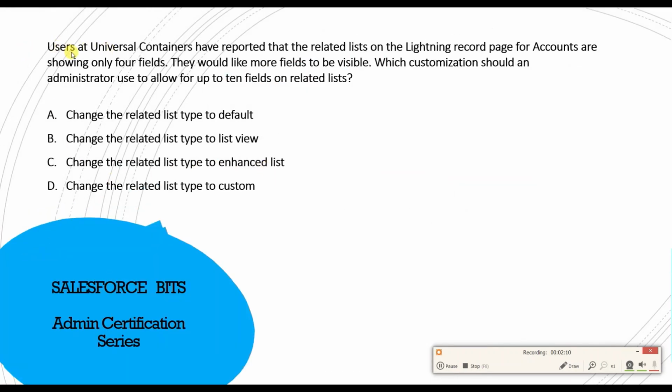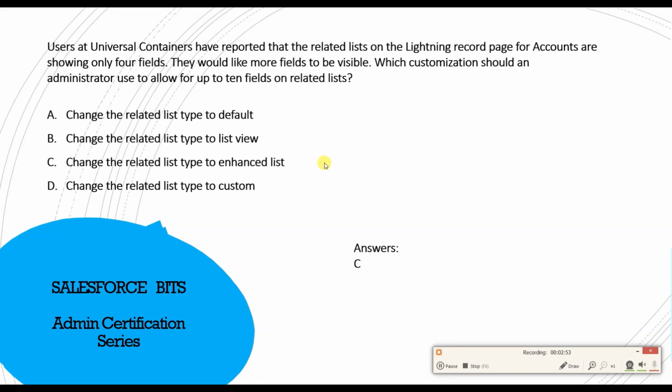And moving on, users at Universal Containers have reported that related lists on the Lightning record page for accounts are showing only 4 fields. They would like more fields to be visible. Which customization should an administrator use to allow for up to 10 fields on the related list? Okay, and the options are here: change the related list type to default, change the related list type to list view, change the related list type to enhanced list, and change the related list type to custom. So the correct answer is the enhanced list. Change the related list type to the enhanced list.